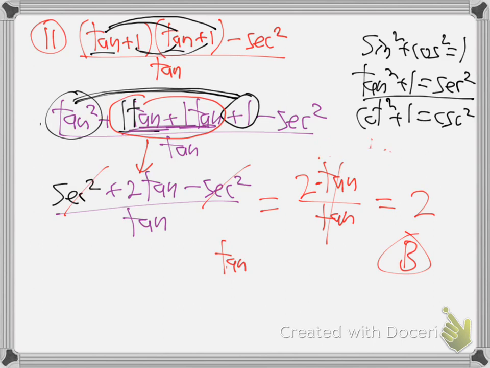Can we just do those as fractions? Yeah, it's just a fraction. You're totally right. It's just the number 2 times tangent over tangent, tangents cancel. Yeah, that's totally correct as well.